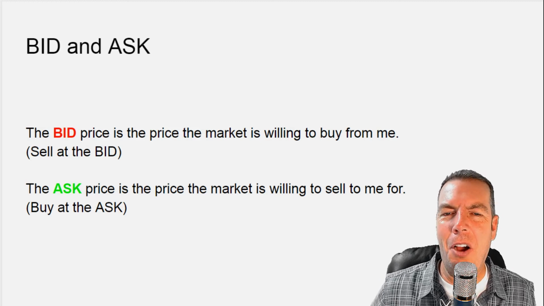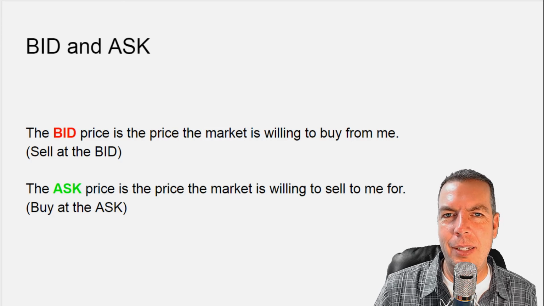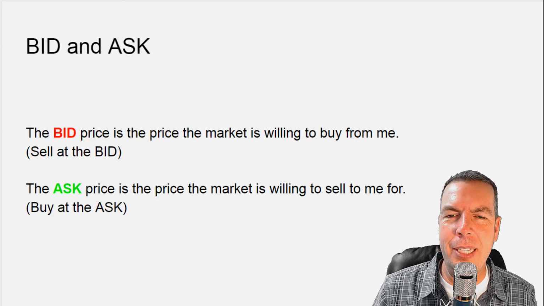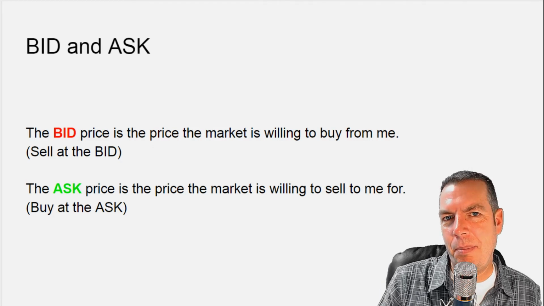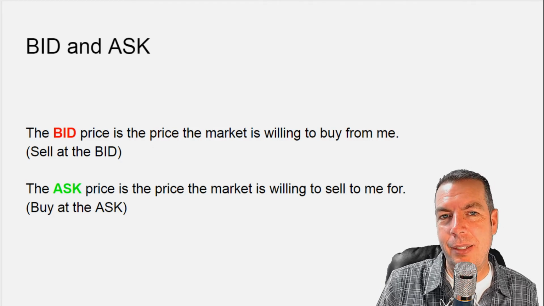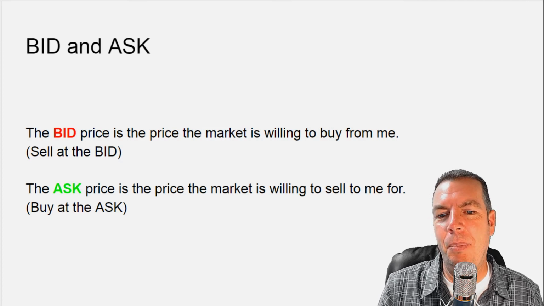You could think of it as an auction, so to speak. You know, you got people that are bidding on certain items at the auction. Well, in this case, they're bidding on that stock. So they're willing to pay this amount, and that would be the bid price. So as the seller, I'm going to sell that stock to them at that bid price.